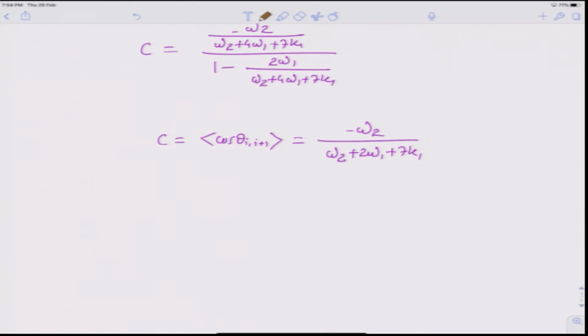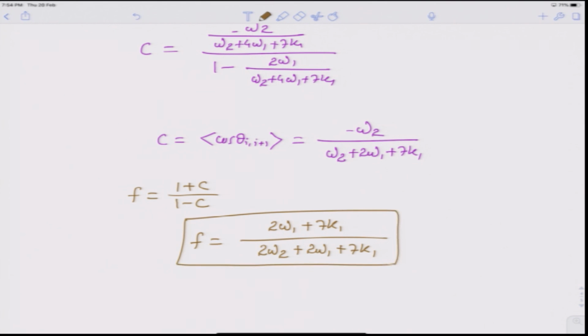And if we substitute in the expression for correlation factor, which we know f is equal to 1 plus C over 1 minus C, then we get the expression for correlation factor in FCC for the diffusion of substitutional atom by vacancy mechanism as 2 omega 1 plus 7 k1 divided by 2 omega 2 plus 2 omega 1 plus 7 k1 for substitutional atom diffusion by vacancy mechanism in FCC.